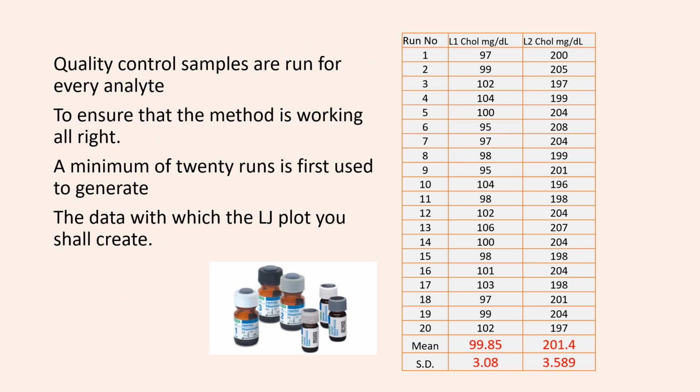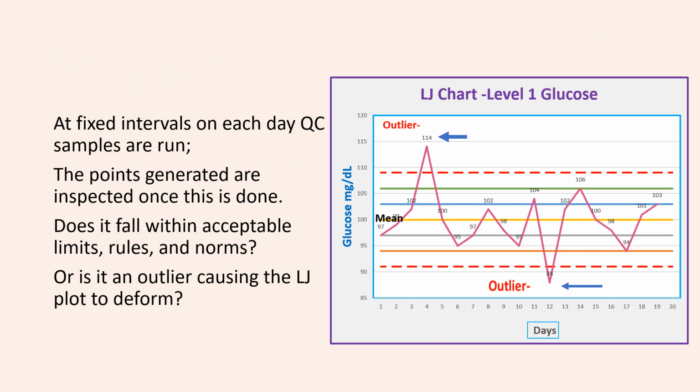Quality control samples are run for every analyte to ensure that the method is working all right. A minimum of 20 runs is first used to generate the data with which the LJ plot you shall create. At fixed intervals on each day, QC samples are run. The points generated are inspected once this is done. Does it fall within acceptable limits, rules and norms? Or is it an outlier causing the LJ plot to deform?